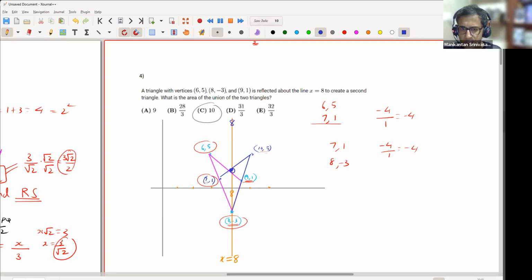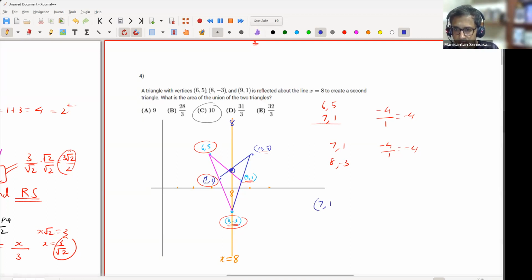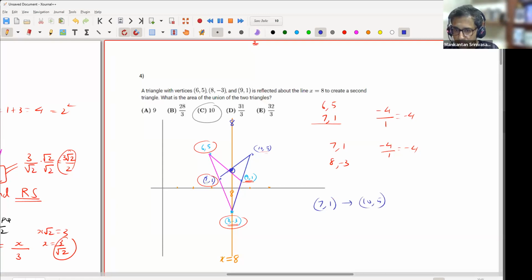You can find the equation of one of these lines. Let's find the equation of the line joining 7, 1 to 10, 5. How do you find the equation of the line? We already found the slope, or we didn't actually, but let's see. The slope is y2 minus y1 by x2 minus x1, which is 4 by 3. Okay, 4 by 3 was the slope. So y equals 4 by 3 times x plus c. Okay. Now let's look at the point where it crosses the reflection line, right? But x equal to 8.